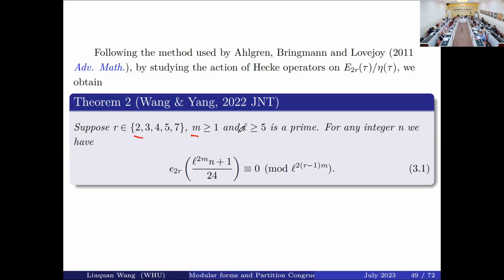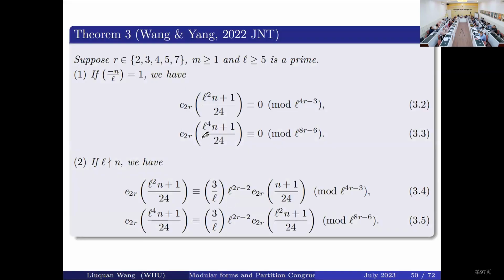The first result is for r belonging to 2, 3, 4, 5, or 7, any positive integer m, any prime L greater than or equal to 5, and any integer n; we have such kinds of congruences. This congruence is modulo arbitrary powers of L. In addition to this result, for some small values of m, we have some supplementary results. This is summarized in Theorem 3.